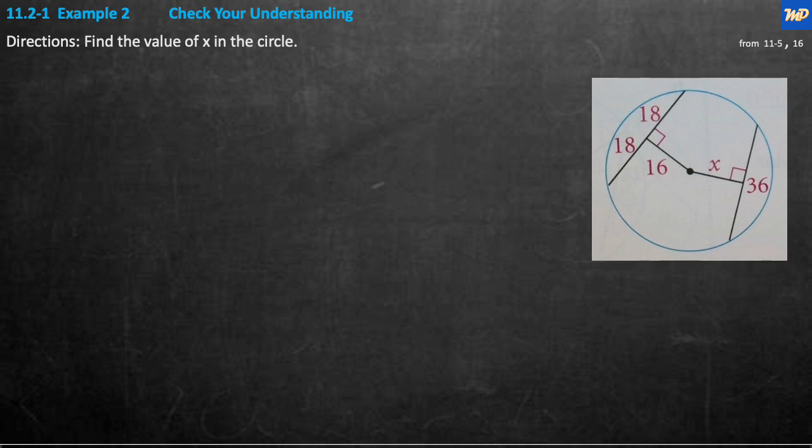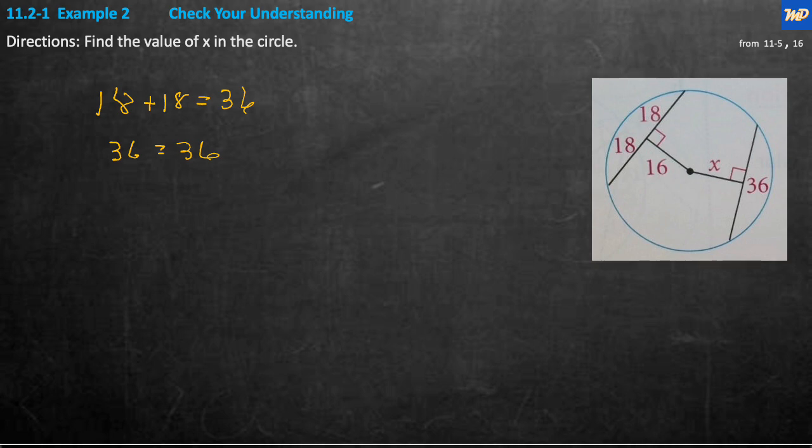So we're going to see right off the bat that we have a chord that is made up of 2 segments. And due to the segment addition postulate, we're allowed to add these together. So 18 plus 18 is equal to 36. We also see that we have 2 chords, the 18 plus 18 chord, and a chord that's 36. If the chords are congruent, then they are equidistant from the center.